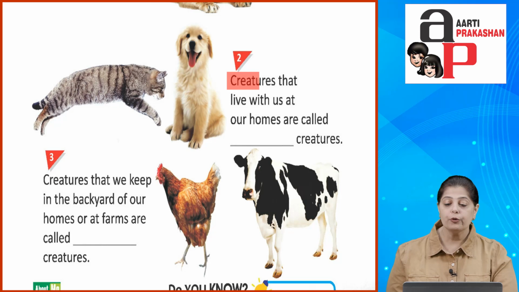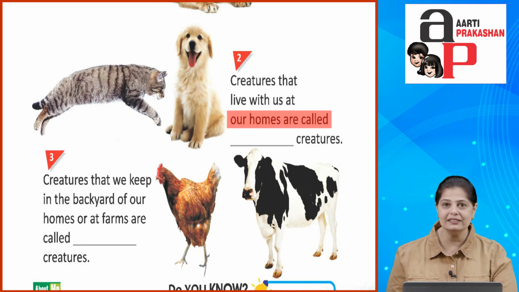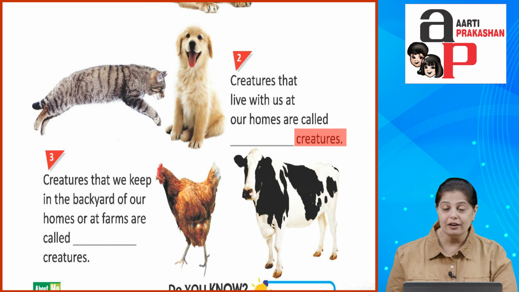Now, creatures that live with us at our homes are called pet creatures. They are our pets. They stay with us in our house. For example, a cat or a dog. They live in our house. That's why they are pet animals, or we can say pet creatures.